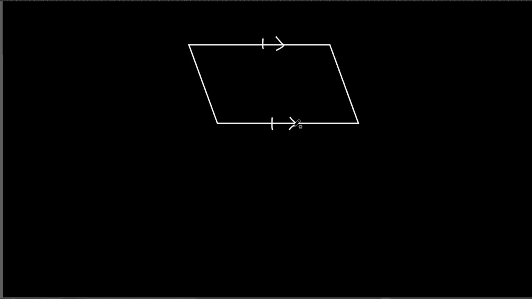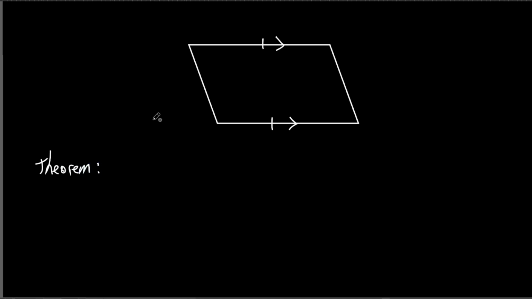Now, I'm not going to do the proof for this. I'm just going to tell you that this is enough information. I don't have to know anything about these two sides. If all I know is that these two are equal and parallel, that's enough to say that it's a parallelogram. Do you hear me? All right. So if only one pair of opposite sides are both equal and parallel, then it's a parallelogram. So let's basically write this theorem out again.